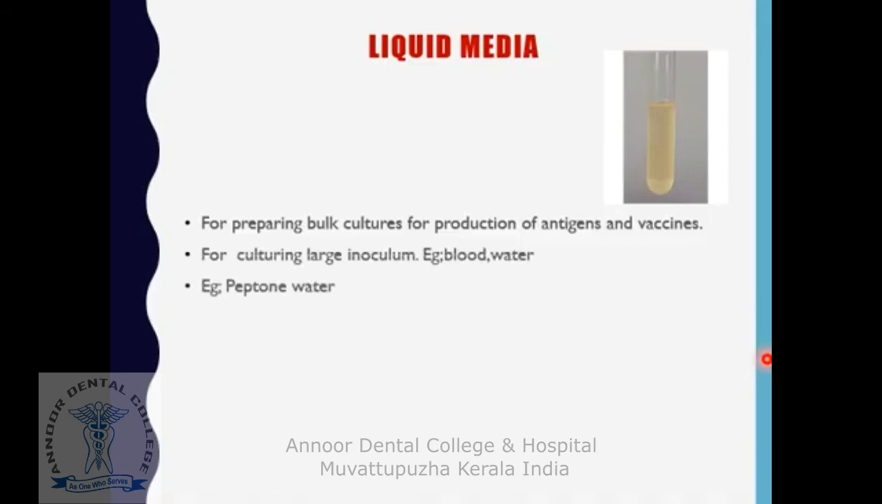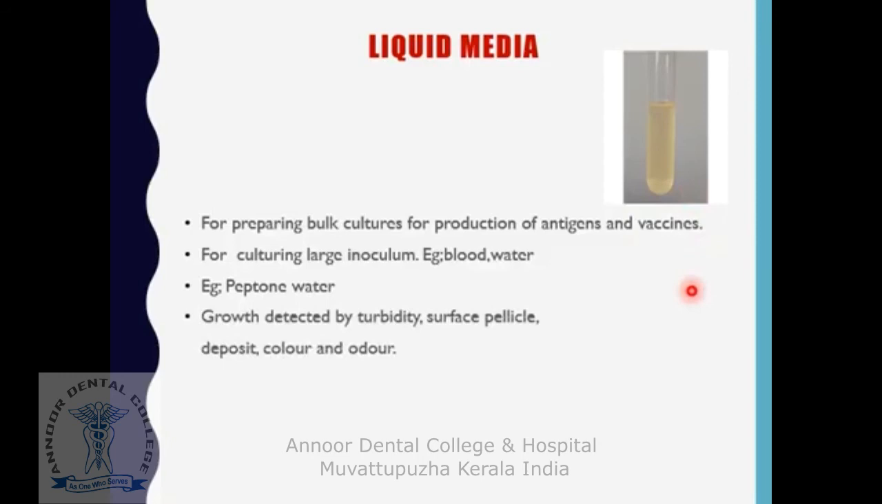For culturing a very large inoculum, inoculum means anything that is inoculated to a medium. If the quantity is very large, it is not possible to cultivate in a petri plate. So then we can take a liquid media in a large flask or large bottle. When the inoculum volume is very high, like the inoculum is blood or water, then a large volume is preferred for cultivation. So when the inoculum is expected to be very large in volume, then you can take a liquid media. The common example is peptone water. This is a liquid media taken in a test tube, peptone water.